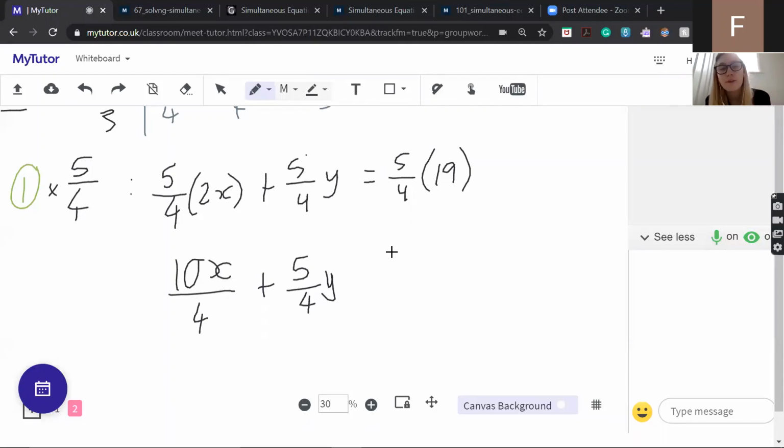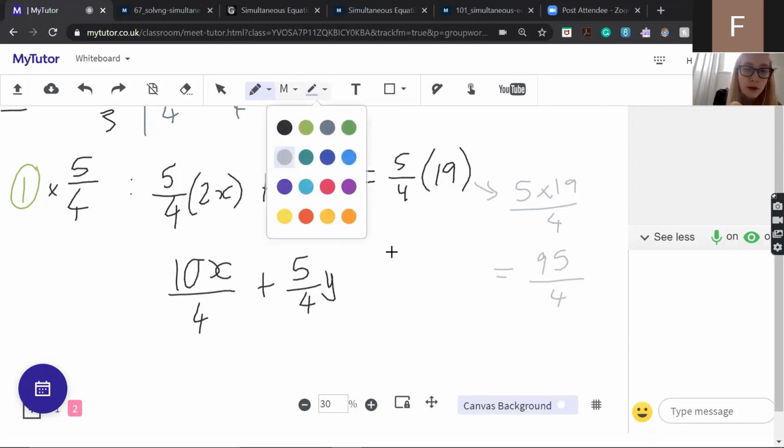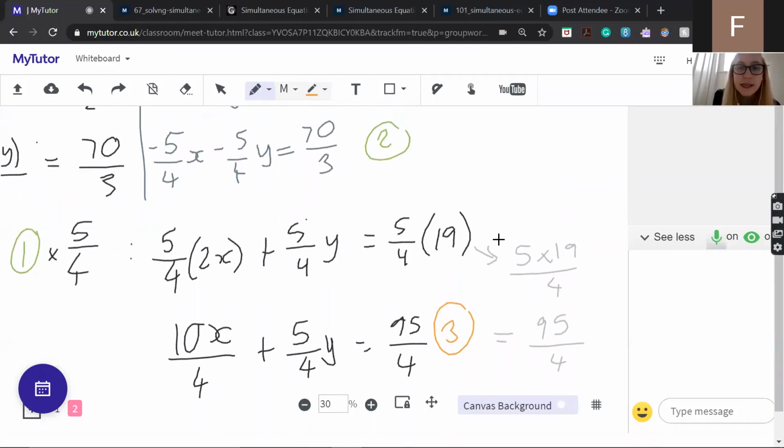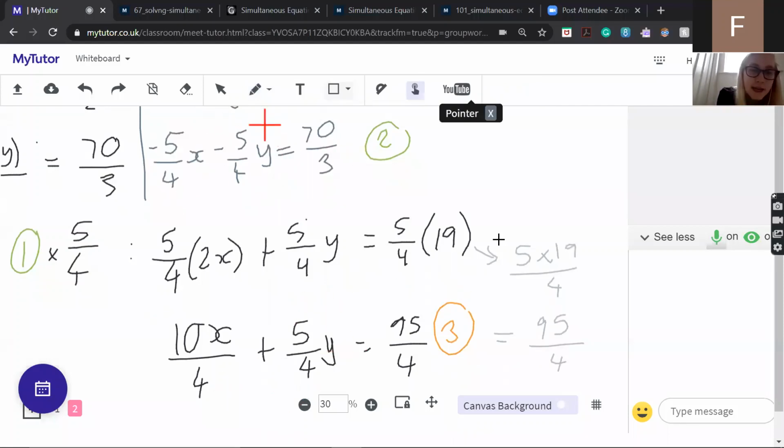And then 5 over 4 lots of 19. We can do it in a similar way to how we worked out this one. We can say it's like 5 times 19 over 4. And that is equal to 95 over 4. So now this is our equation 3. So let me zoom it out. Oh, I can't zoom out any more than I have, but there you go. You can see equation 2 and equation 3. We've got a 5 over 4y here and a minus 5 over 4y here.